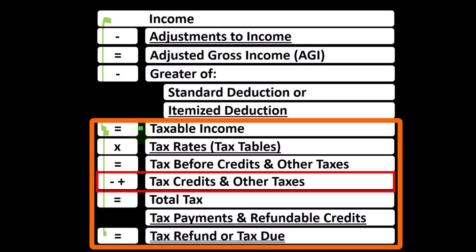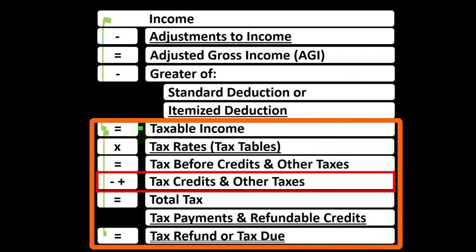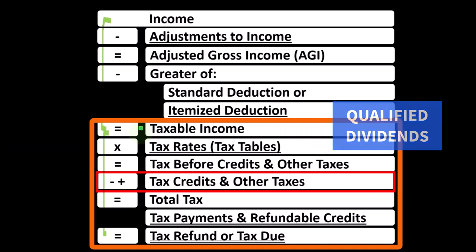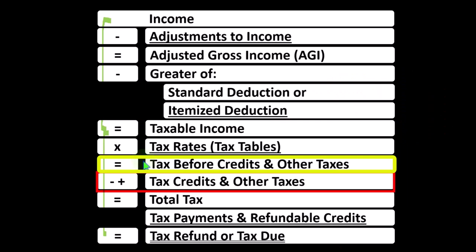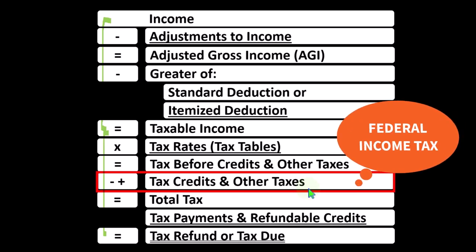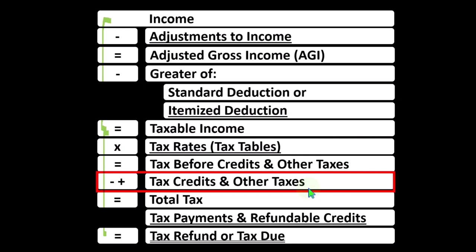A little bit more difficult than just simply having a flat tax, however, because we have a progressive tax system. Not only that, but we have some types of income subject to tax rates other than ordinary income tax rates, like, for example, qualified dividends, possibly long-term capital gains. That takes us to the tax before credits and other taxes, basically the tax liability, that line indicating that we have to then account for the tax credits and other taxes. Other taxes, including things other than the federal income tax, might include self-employment tax for sole proprietorship Schedule C reporters, for example, and then the credits.